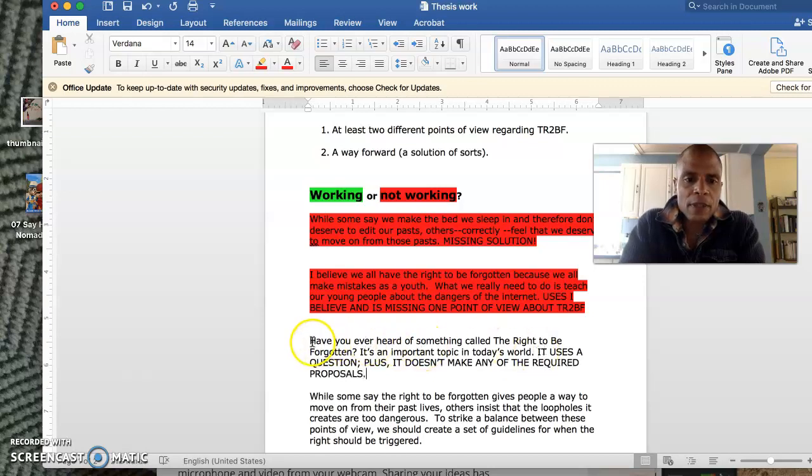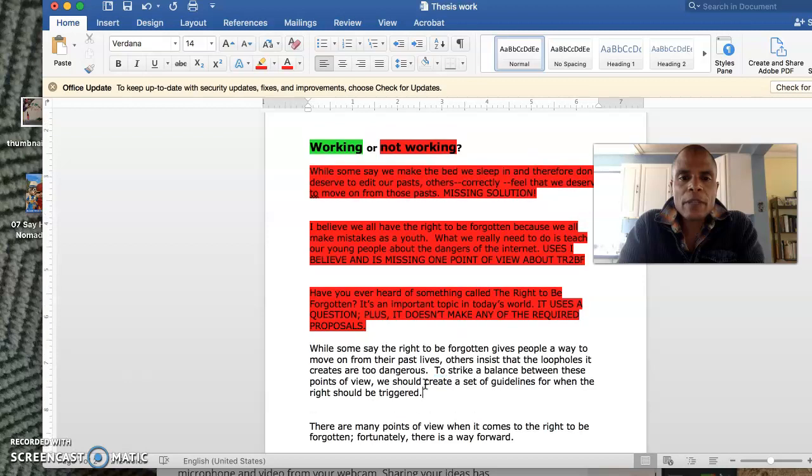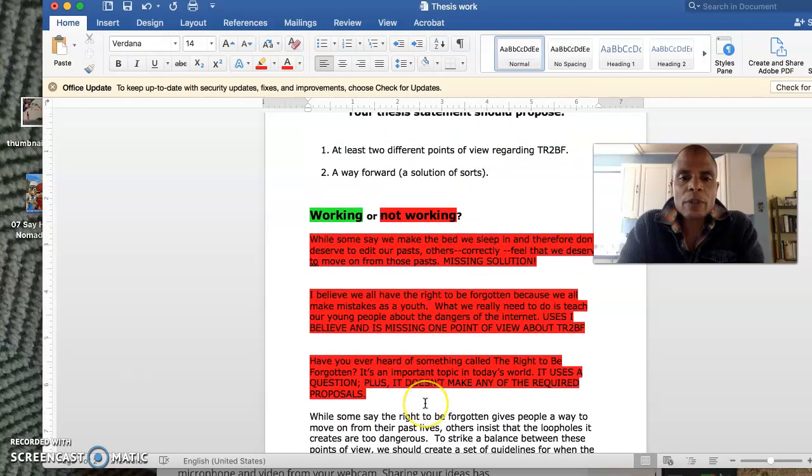So I'm going to highlight this one in red. While some say the right to be forgotten gives people a way to move on from their past lives, others insist that the loopholes it creates are too dangerous. To strike a balance between these points of view, we should create a set of guidelines for when the right should be triggered. Okay, take a moment and see if that meets the requirements here. Does it make both proposals?